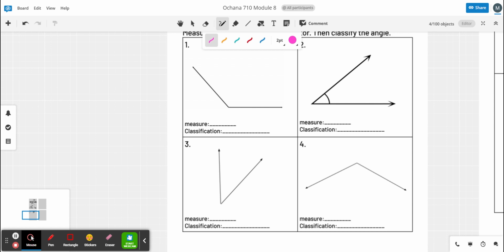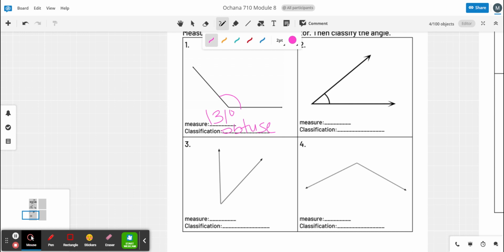Without even using my angle measure though, I can see that this is an obtuse angle. So I'm going to go ahead and write in obtuse here. Okay. And it measures to about 131 degrees. If you had 132 or 133, that's fine.